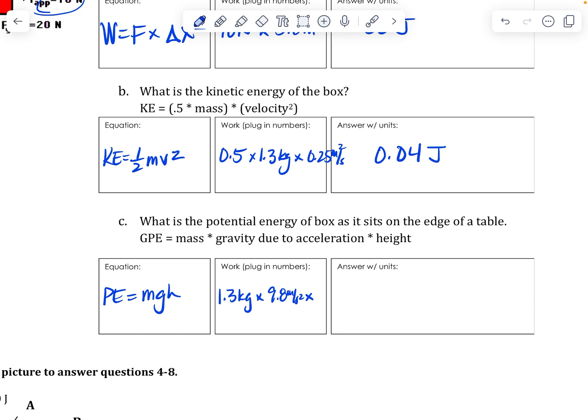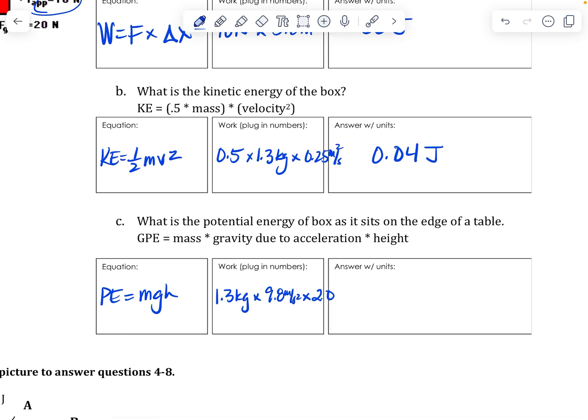And our height is 2 meters. Multiplying all that together, and you get 25.5 joules.